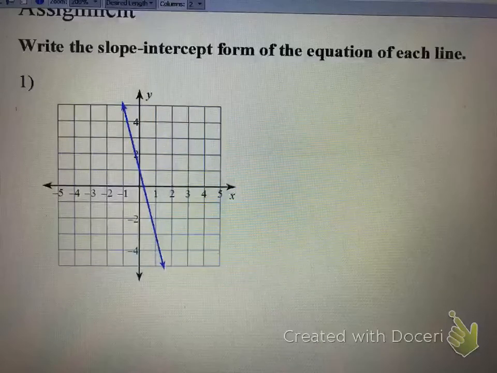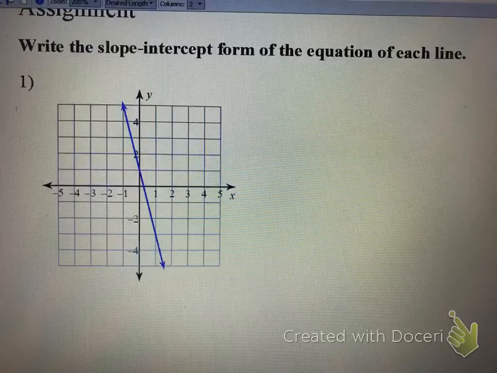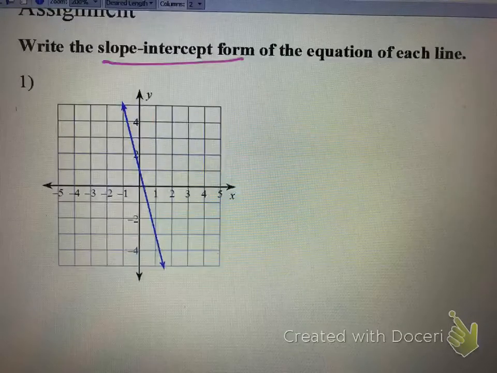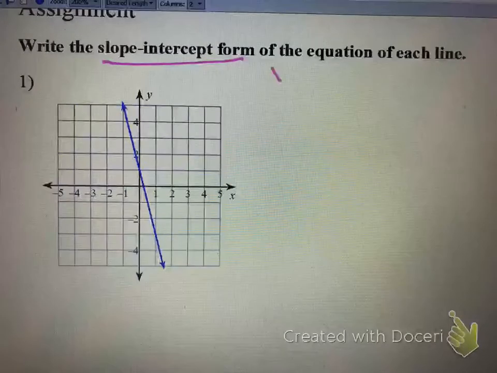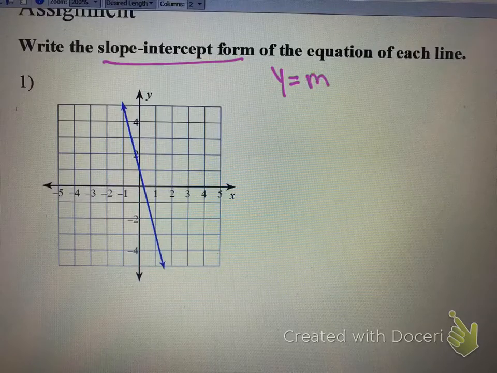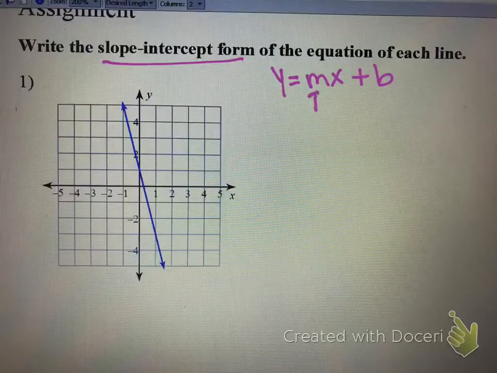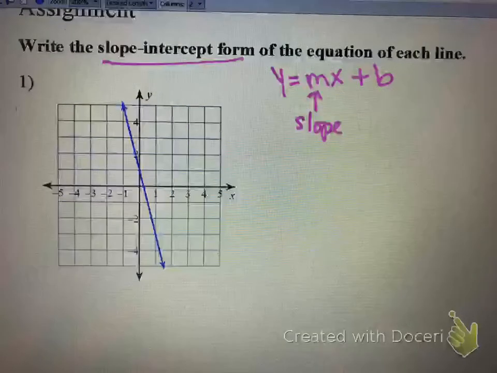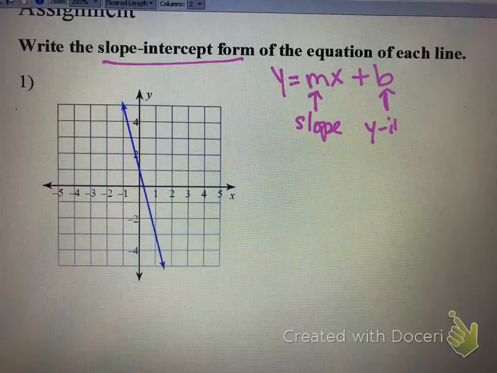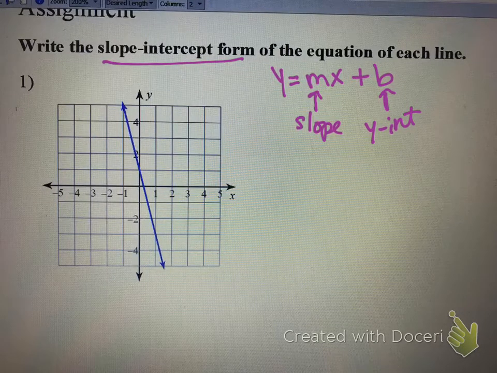In this video we are going to focus on writing a linear equation given a graph, and we are going to be focusing on writing an equation in slope-intercept form. So just your quick review, slope-intercept form is this: y equals mx plus b, where m is the slope and b is the y-intercept.